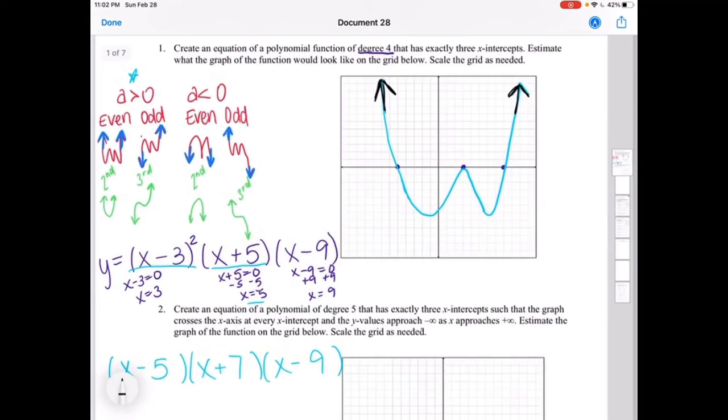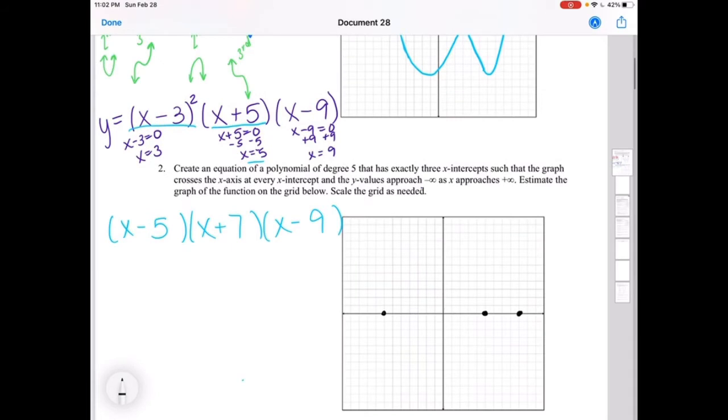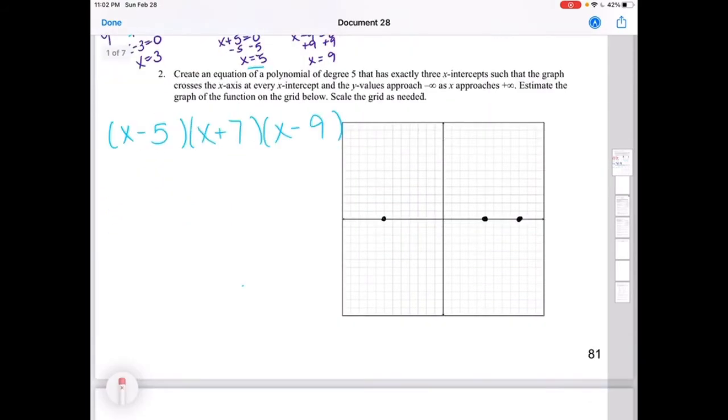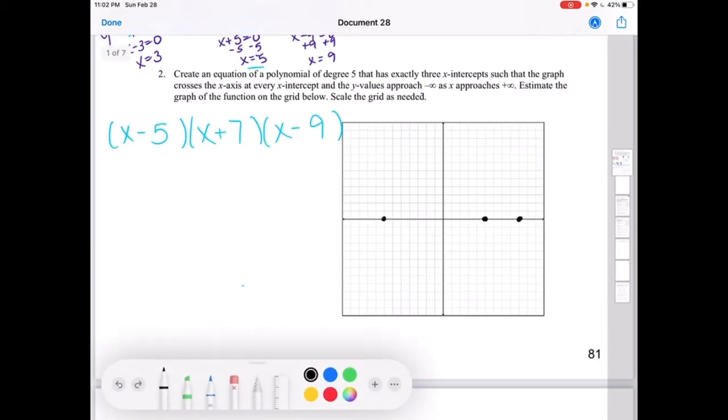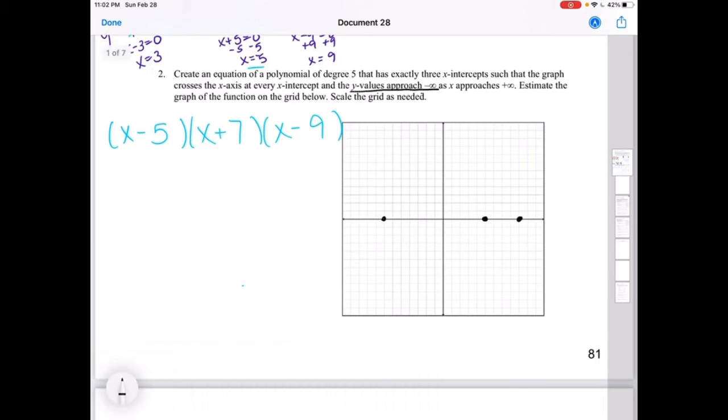There are multiple ways you could have gone about this. There are multiple answers to this problem; this is just one of them. Moving on to the next one. It says create an equation of a polynomial of degree 5 that has exactly 3 intercepts, and the graph crosses the x-axis at every x-intercept, and the value of y approaches negative infinity as x approaches positive infinity.